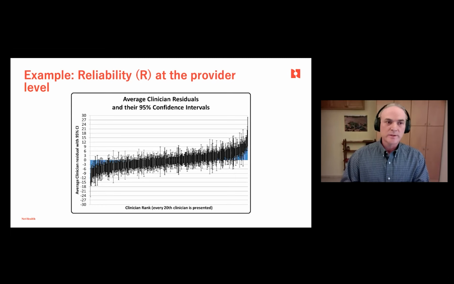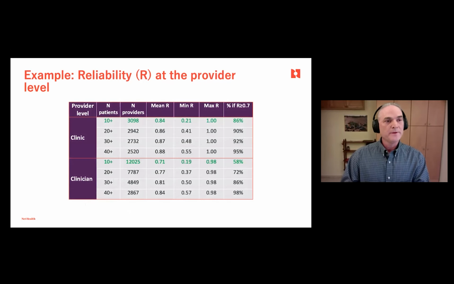If we summarize this into a table, the results of the assessment, this is what we get. So what do we see here? We see two levels of providers. One is a clinic level and another is a clinician level. Other levels could be relevant for other measures, for example, hospitals or healthcare systems, etc. If we look at that upper green labeled row, we can see that at the clinic level, clinics with 10 plus patients, and there were over 3,000 such clinics, their average reliability was 0.84, so we're happy with that. We see the range, and we see the percent of clinics that had a reliability above 0.7, which is our goal for a group level or a provider level reliability estimate.